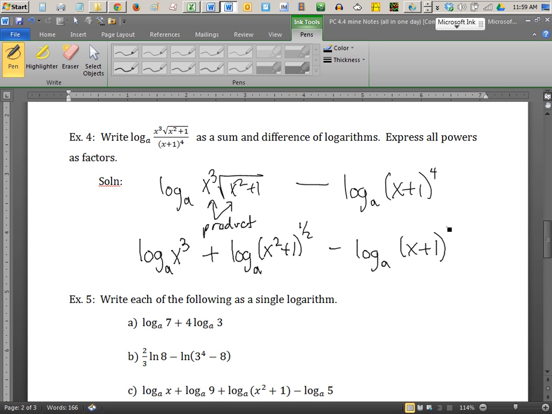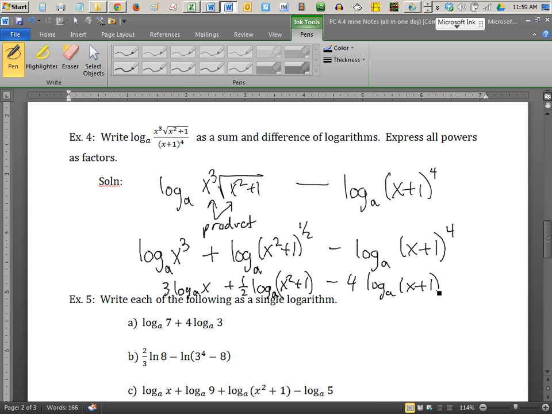And then we can bring down the various powers. Looks like we're going to bring down a 3, a half, and a 4. So here's your final answer: 3 log base a of x plus half log base a of x squared plus 1 minus 4 log base a of x plus 1. Final answer.